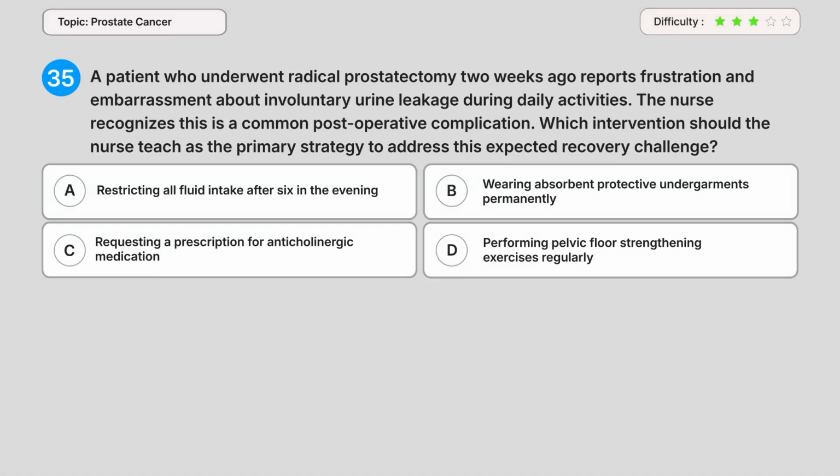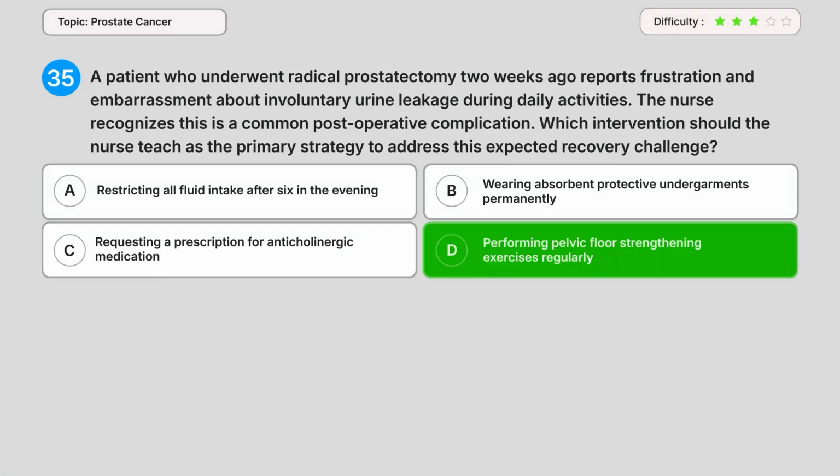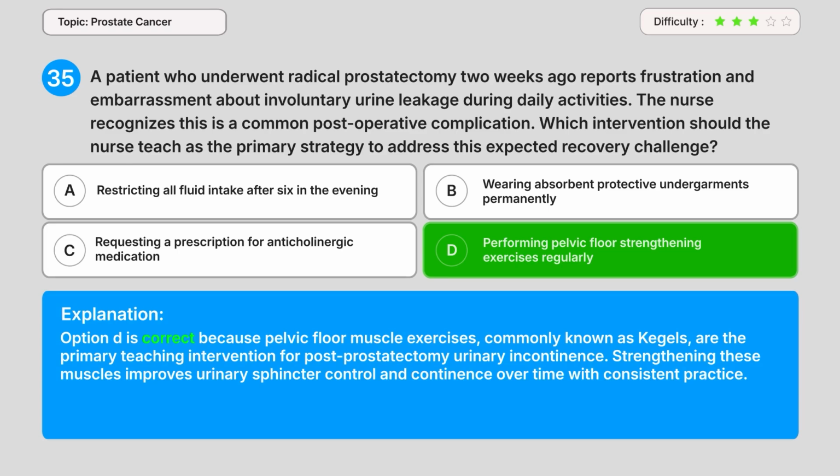Correct answer. D. Performing pelvic floor strengthening exercises regularly. Explanation. Option D is correct because pelvic floor muscle exercises, commonly known as Kegels, are the primary teaching intervention for post-prostatectomy urinary incontinence. Strengthening these muscles improves urinary sphincter control and continence over time with consistent practice.